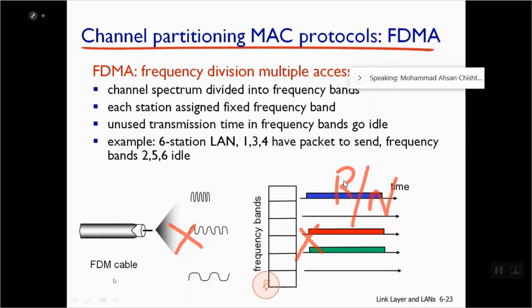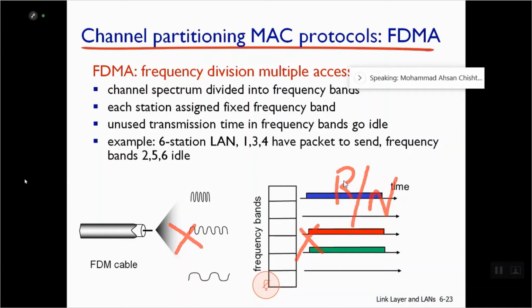Compared to that, the second one that we have is FDMA, that is, frequency division multiple access. Now, it basically is a channel spectrum division protocol in which you divide the channel into frequency bands. Each station is assigned a fixed frequency band.